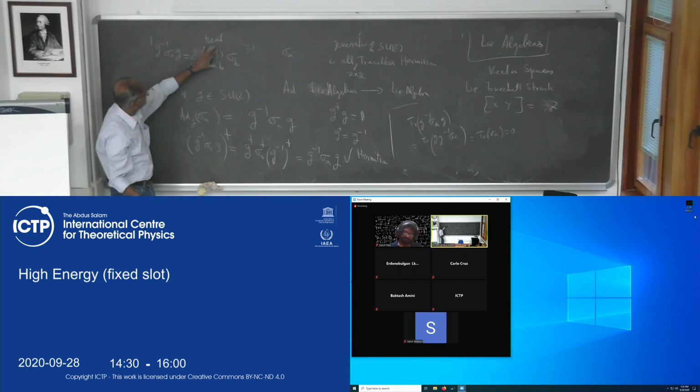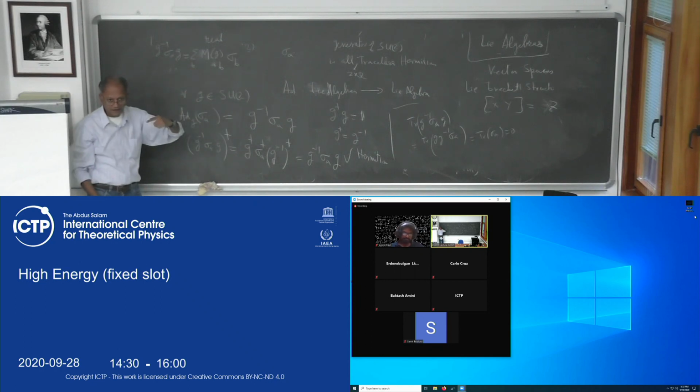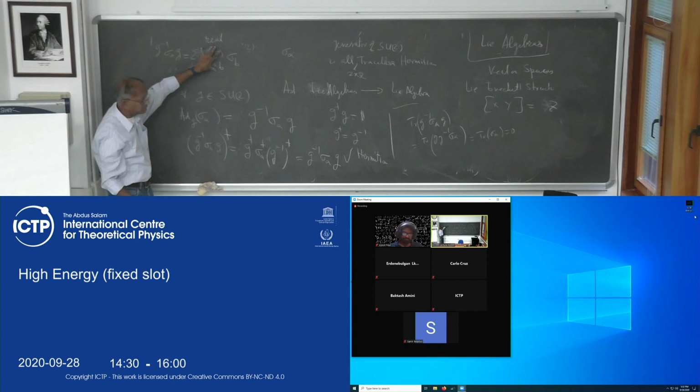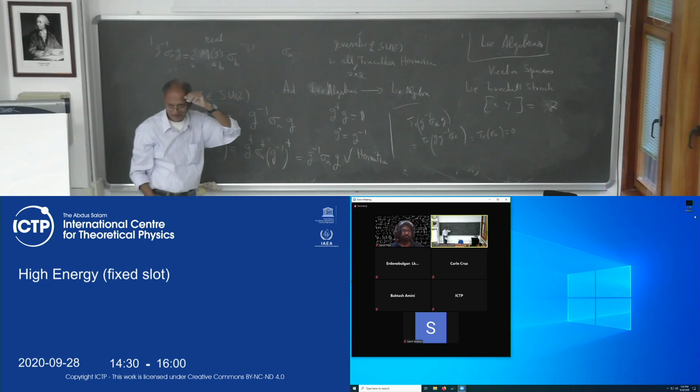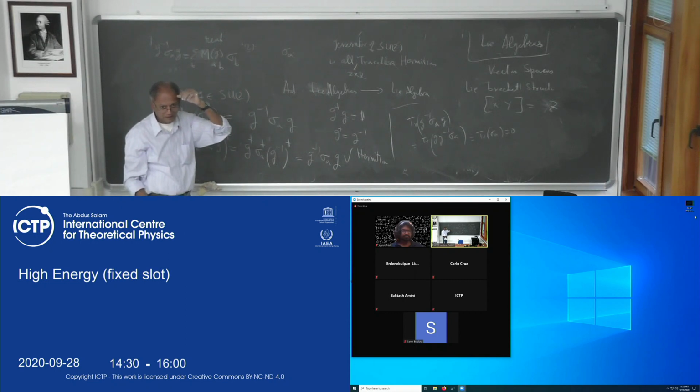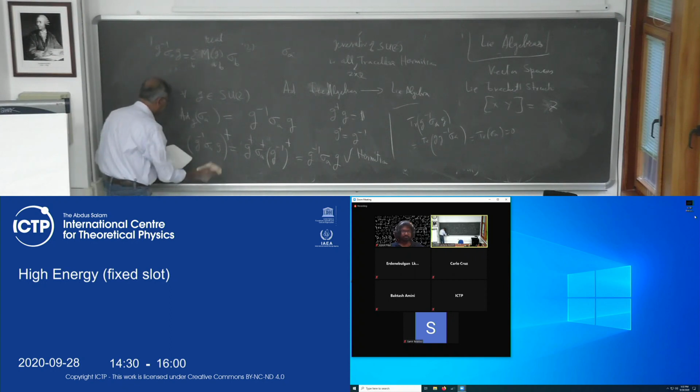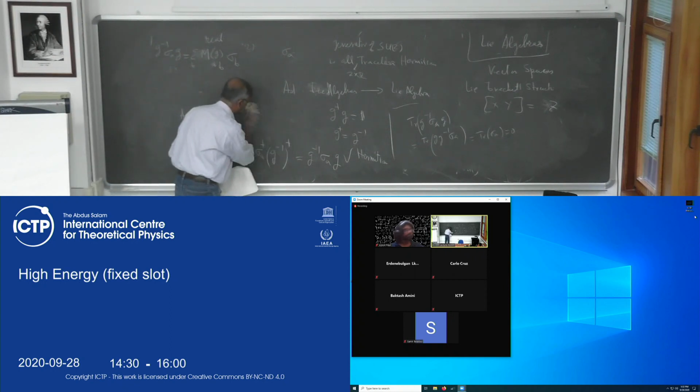Now you can arrange these coefficients as a 3 by 3 matrix because a and b go from 1, 2, 3. So you can think of it as a 3 by 3 matrix with real coefficients. Now what we want to show is that this 3 by 3 matrix is in fact an SO3 matrix. You will see now. That's a very nice result actually.